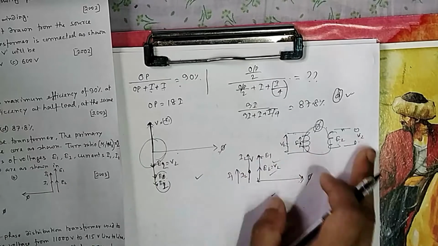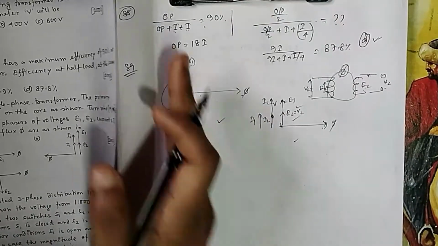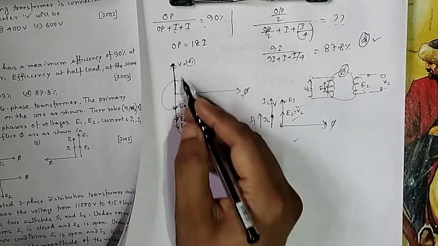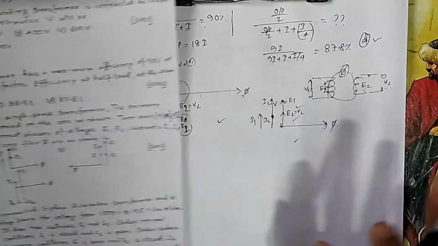If you think that power is flowing from this side, then this phasor diagram will be accurate. To indicate that power is flowing from this side, V is given a higher angle and E1 is given a lower angle, so that power flows from this to this. That 180 shift is given.